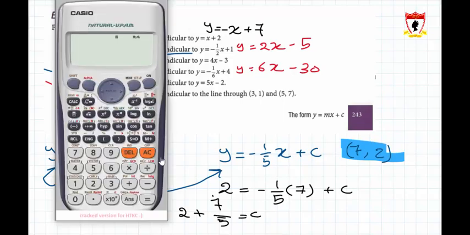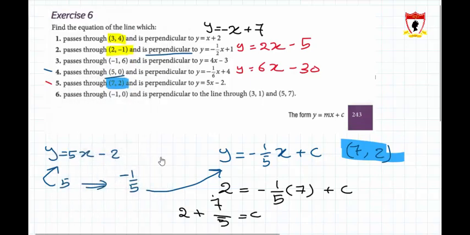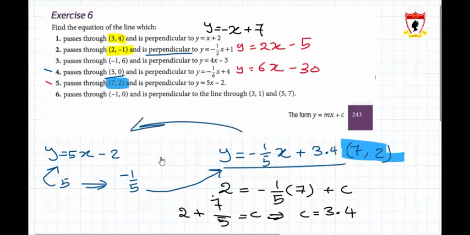Let's use the calculator. 2 plus 7 over 5 is equal to 3.4. So c is equal to 3.4. 3.4 is the value of c. It's positive, so it will be plus. Then we know the value of c now. The equation will be y equals negative 1 over 5x plus 3.4. So this line is perpendicular to this line, and this line passes through this point.